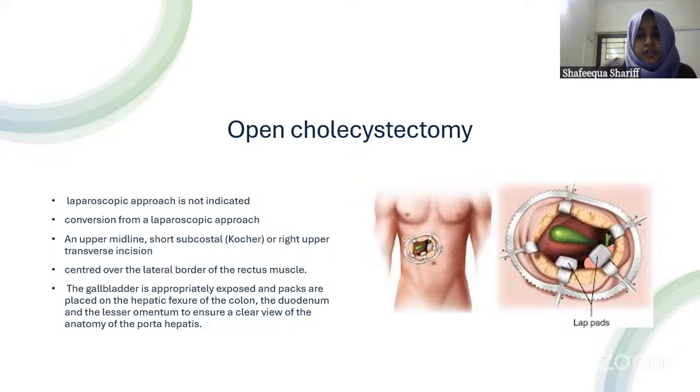So the different incisions that you use are an upper midline, a Kocher incision, or a right upper transverse incision. This is a Kocher's incision. This is very famous for open cholecystectomy. It is centered over the lateral border of the rectus muscle.